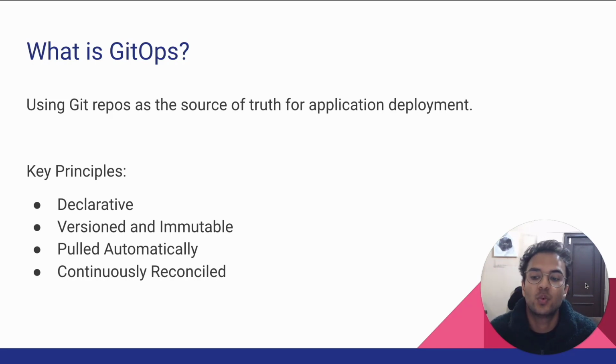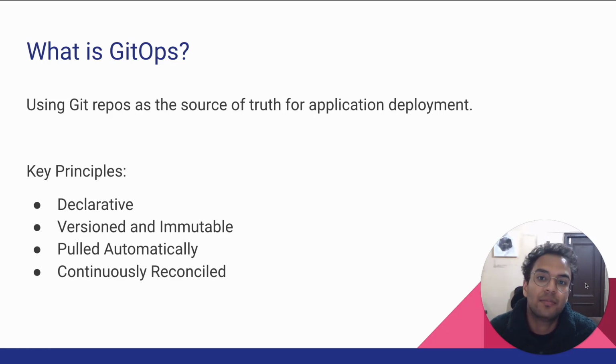The second principle is versioned and immutable. This simply refers to the fact that you need to use a Git repo for your declarative configuration. If you use a Git repo, you automatically ensure that it is versioned and immutable, and all your changes are stored in a Git repo, so you have a version history of all the changes you make to your configuration. The third principle is pulled automatically, and this is where GitOps agents come into play.